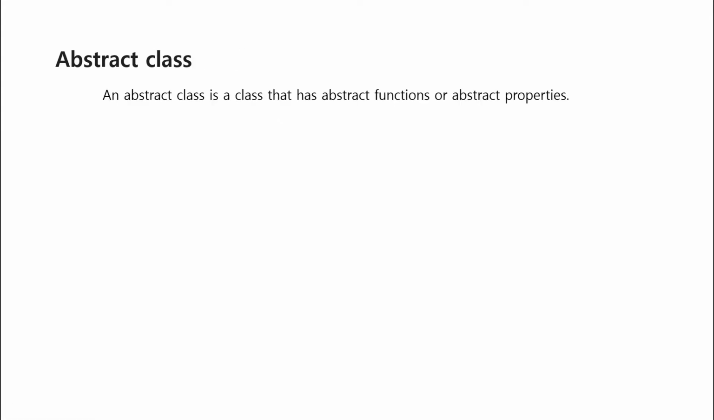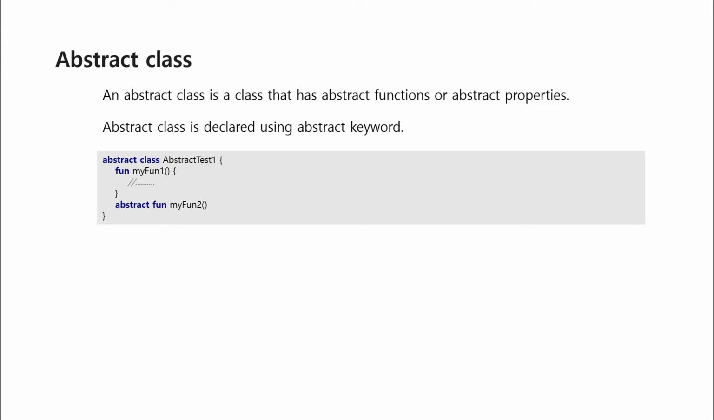Now let's see the abstract class then. An abstract class is a class that has any abstract functions or properties. It's the same as in any other OOP languages. An abstract class should be marked with an abstract keyword.